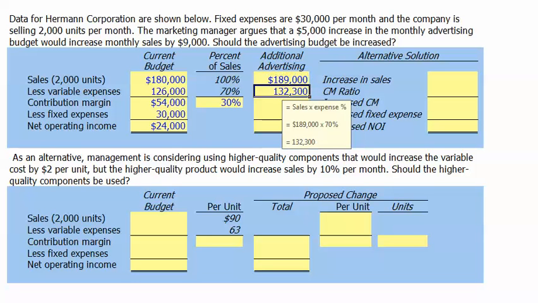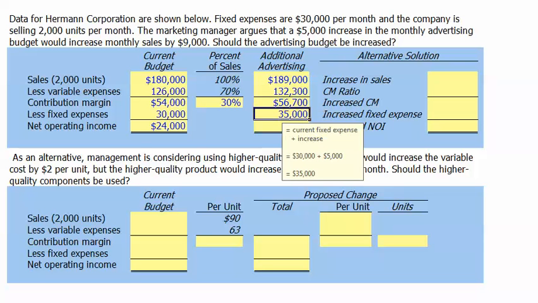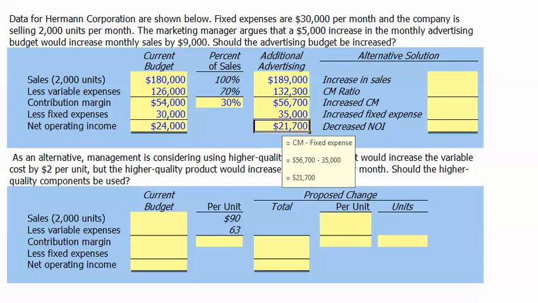Our variable expenses will be $132,300, which is the $189,000 in sales multiplied by our 70% variable expense ratio. This means our contribution margin will increase to $56,700. But since our fixed expenses have increased from $30,000 to $35,000, recall the $5,000 monthly increase in advertising, our net operating income will actually decrease to $21,700. So it doesn't look like the advertising budget should be increased.